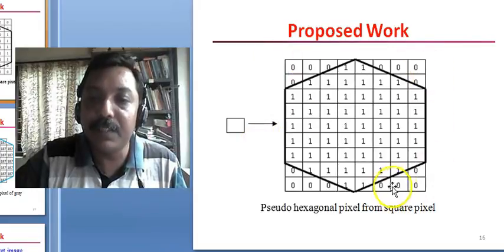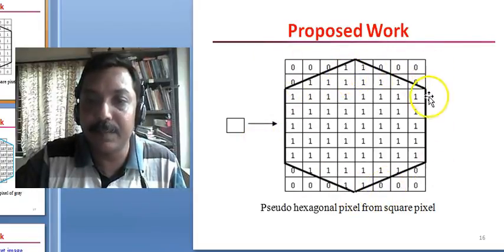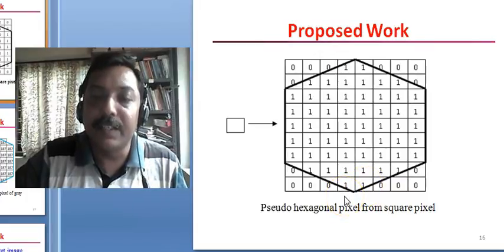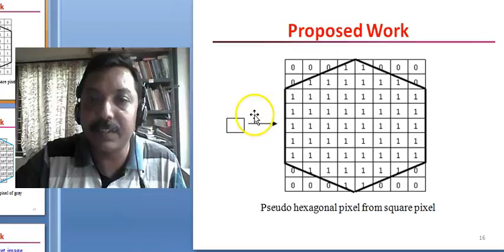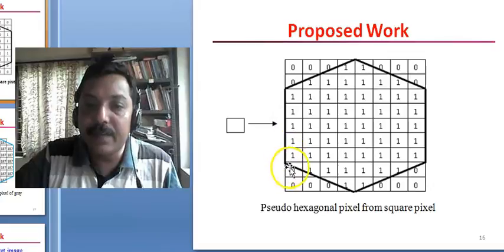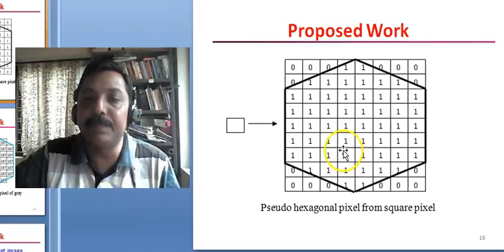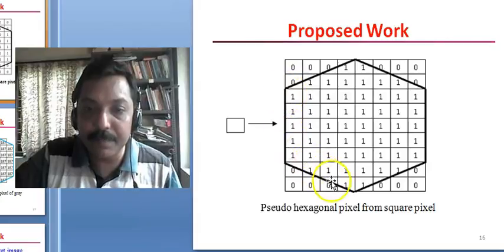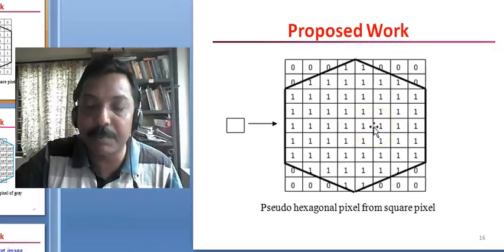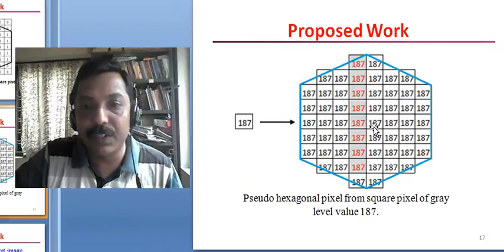And out of the 72 pixels, we are using only 56 pixels for representing a hexagonal structure, as shown in the figure. The pixels numbered as 1 are used for generating the hexagonal pixel, and all other pixels numbered as 0 are eliminated. So we are getting approximately a hexagonal structure using these square shaped subpixels. And now this hexagonal pixel, which is a combination of 56 square shaped subpixels, is used as the cover image.